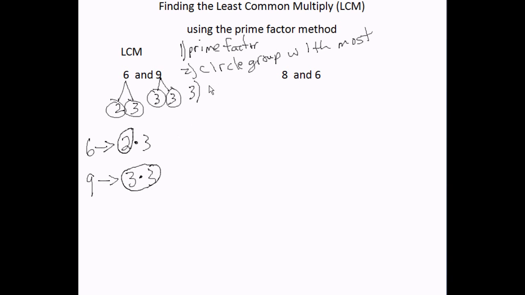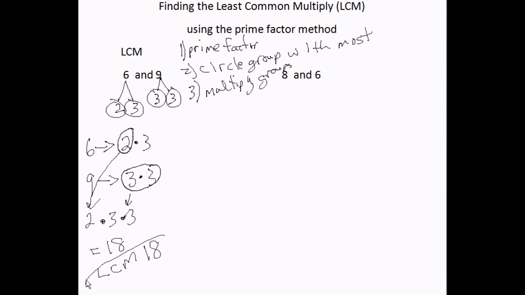And then there's step 3. Multiply your groups. So finally, I have a 2 that's circled. I have a 3 times 3 that's circled. And I'm going to multiply all these together. 2 times 3 times 3. And that equals 18. So my LCM for 6 and 9 is 18.